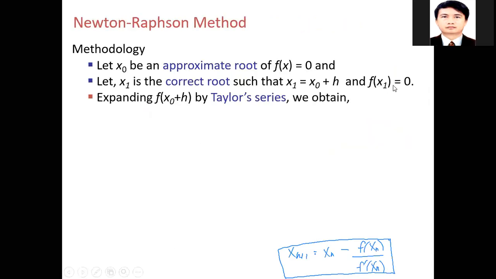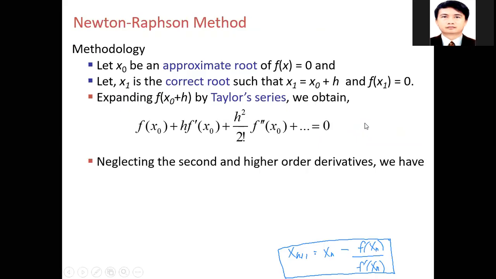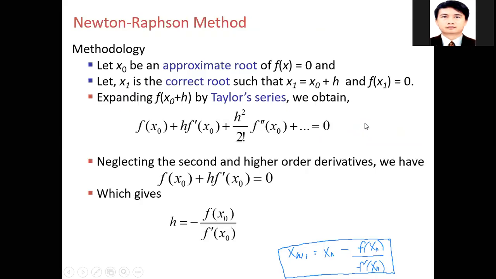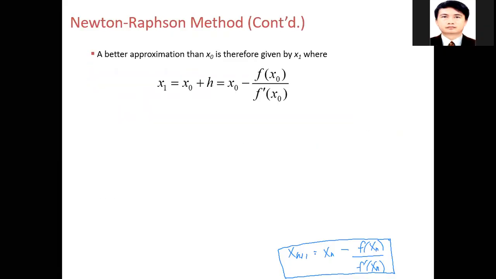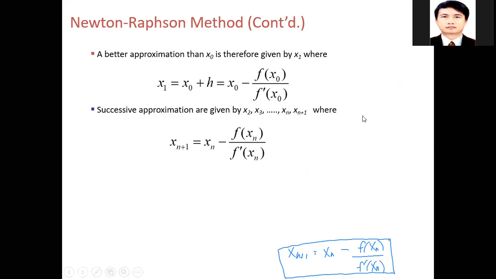This formula can also be derived using the concept of the Taylor series. We will not elaborate the process anymore since we derived the formula of the Newton-Raphson using the geometry. So this formula is known as the Newton-Raphson formula: x of n plus 1 is equal to x of n minus f of x of n over f prime of x of n. Okay?